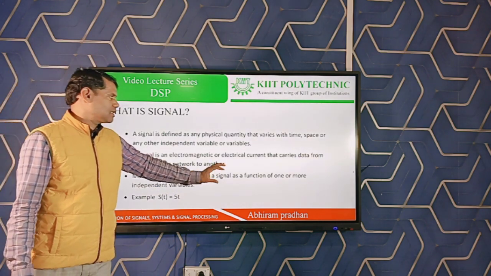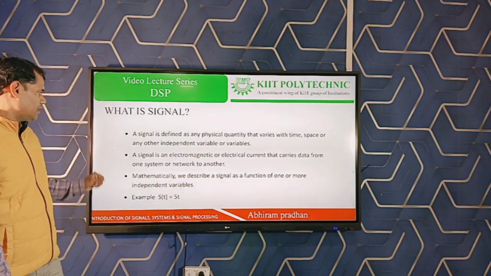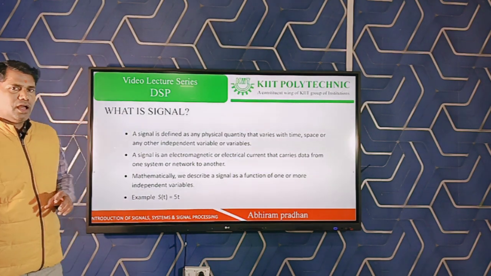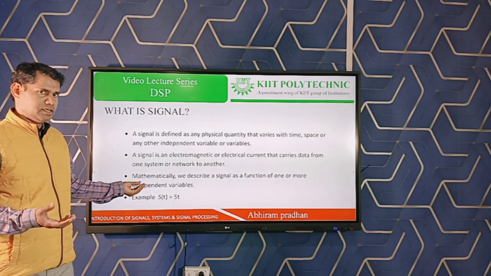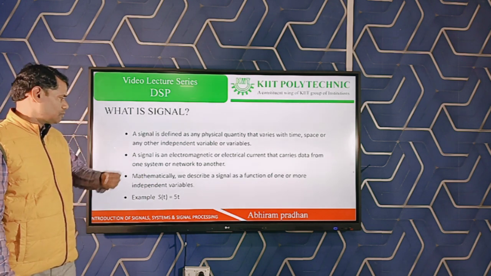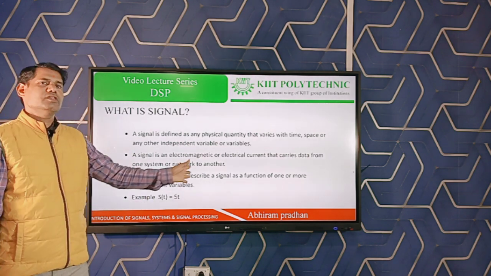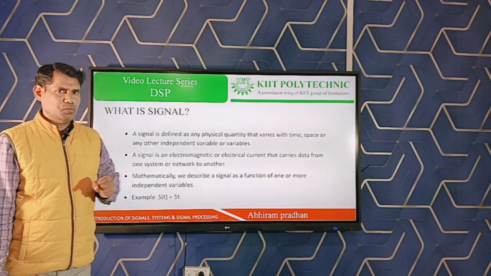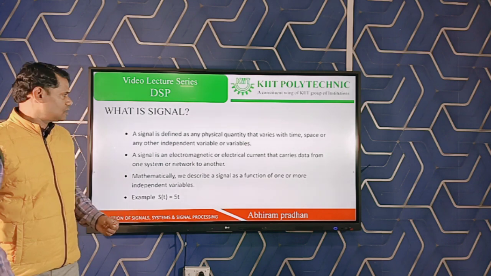Mathematically, we describe the signal as a function of one or more independent variables. For example, s of t equal to 5t. That is the simplest example. You can also say s of t is 5t plus 3t square plus 3 minus 5t cube. That can also be a signal.